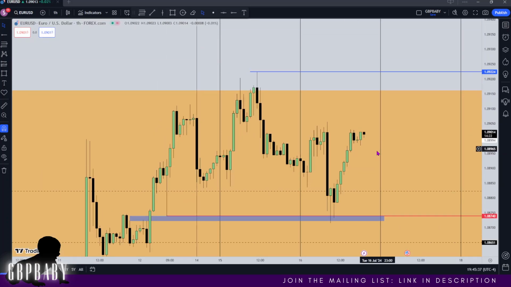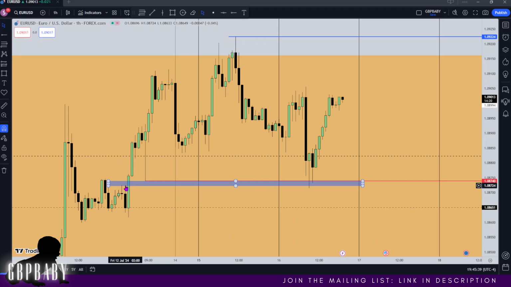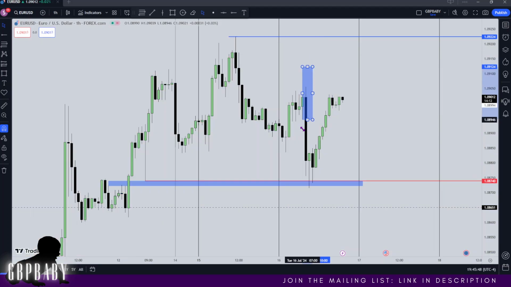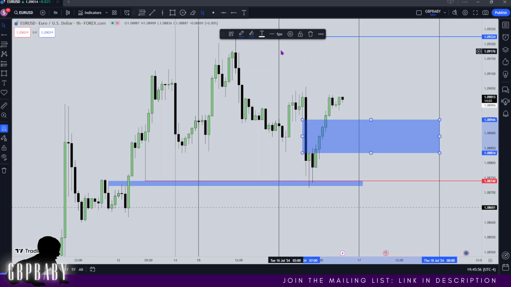Nonetheless, on the 1 hour, you can see how we came down, traded down into a bullish order block, and since then we've traded on higher. So we do have an inversion fair value gap now, and I am going to get rid of this range just to make it a bit cleaner. This is an inversion fair value gap. Why? Because we delivered on the downside and now we've closed on the upside. So again, we're looking for this range to provide support.